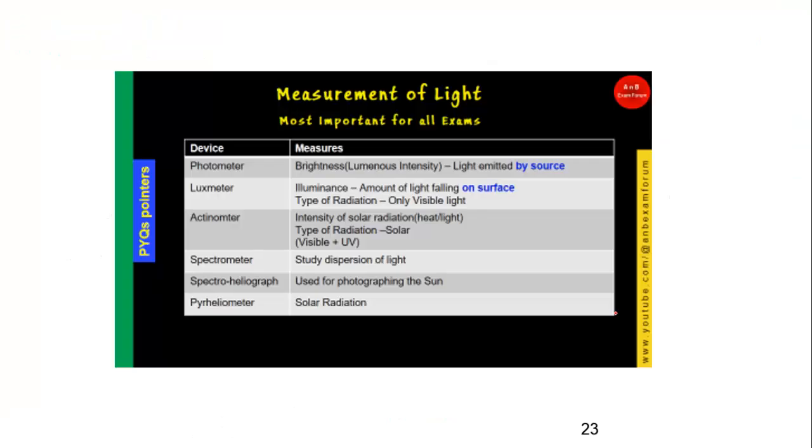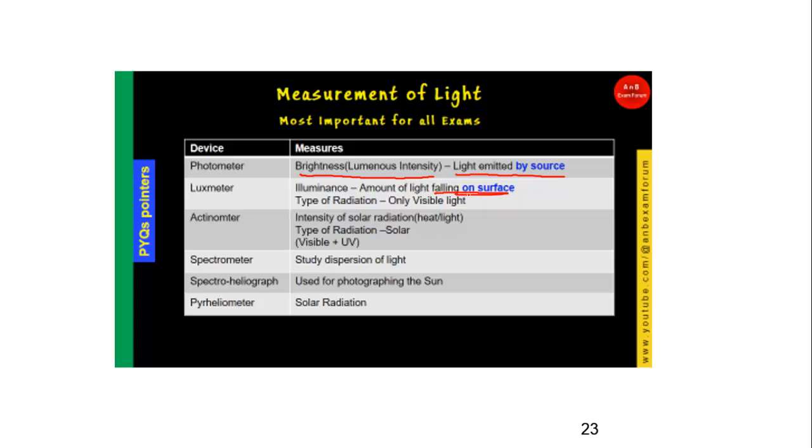And in the theory portion, we have seen that there are various devices which measure light. The first one is photometer. As you know, it is going to measure the luminous intensity, that is brightness. Okay, what do you mean by luminous intensity? It is the light emitted by the source. So how bright the light is, it is going to be measured by photometer. Whereas lux meter is also going to find the amount of light, but instead of finding it from the source, it is going to find the illuminance, that is the amount of light falling on the surface.